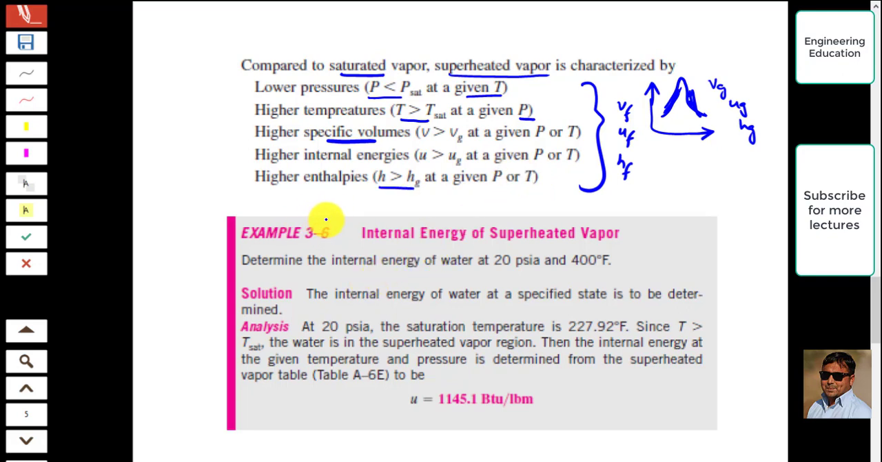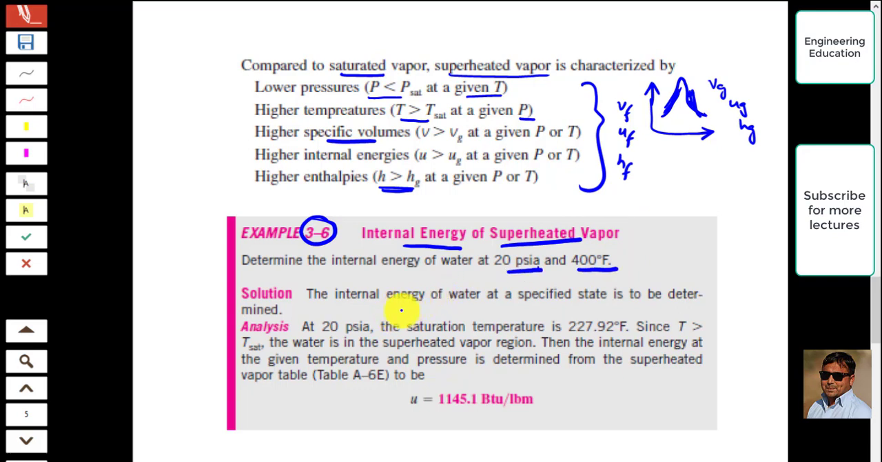Here is an example, example 3.6. We are trying to determine the internal energy of superheated vapor. So in this problem we are going to determine the internal energy of water at 20 psi and 400 degrees Fahrenheit.